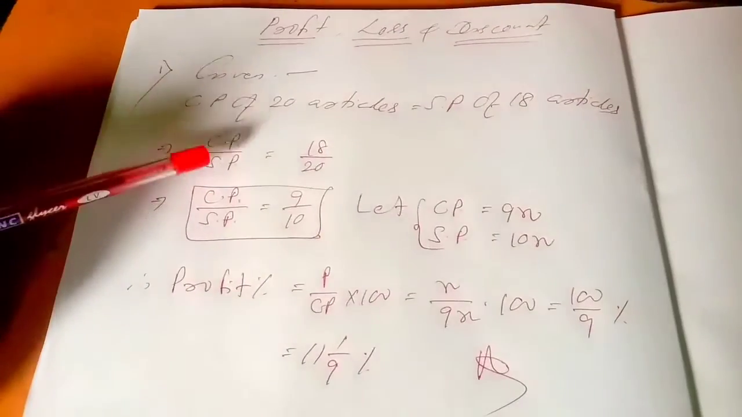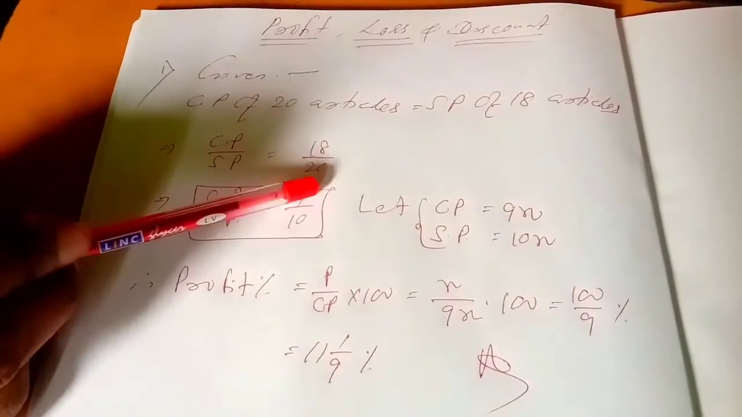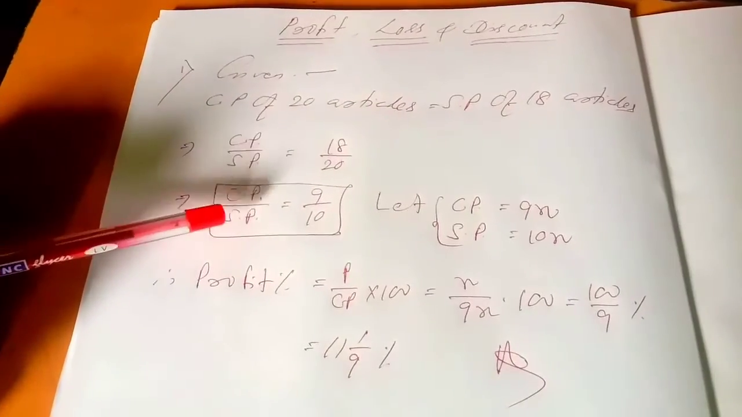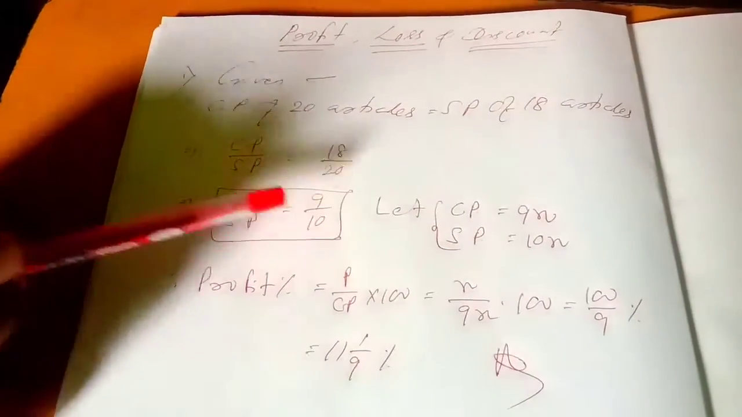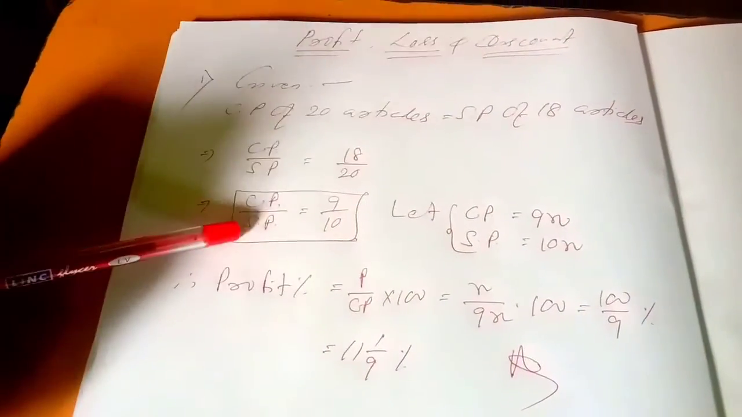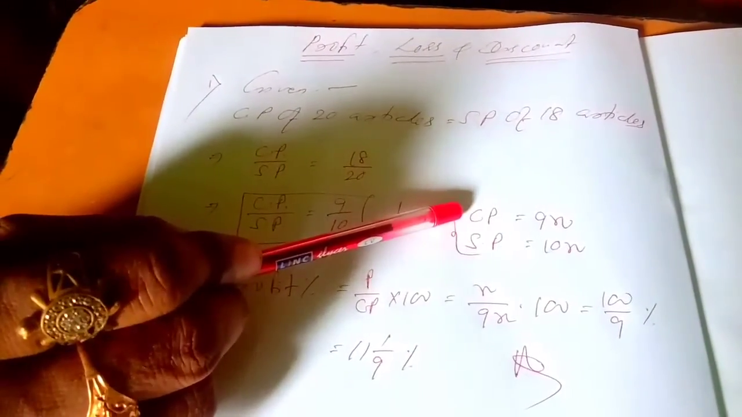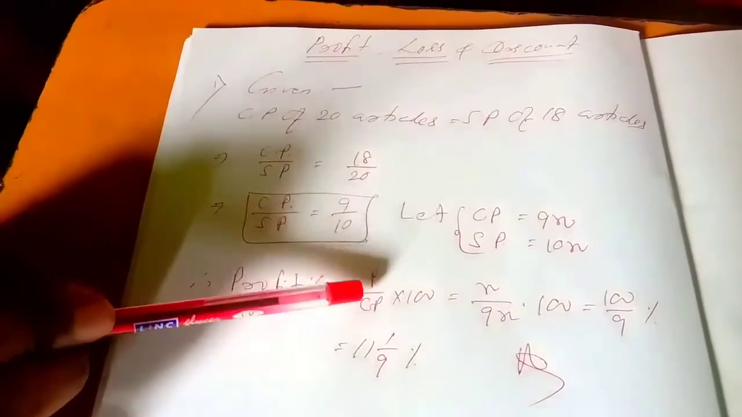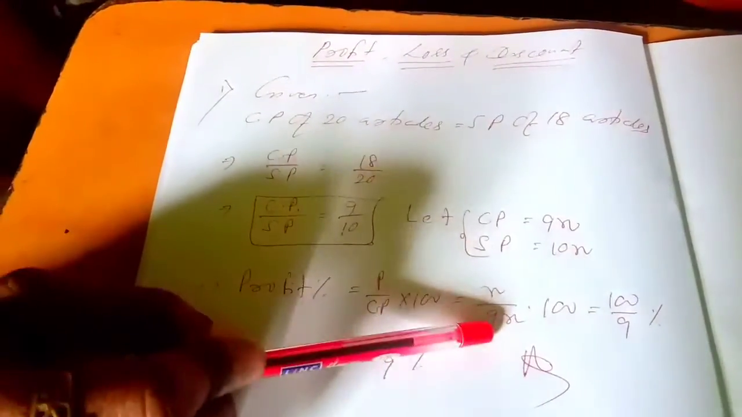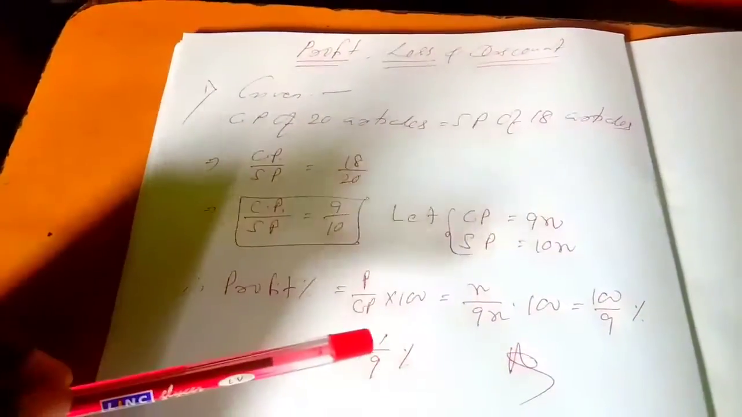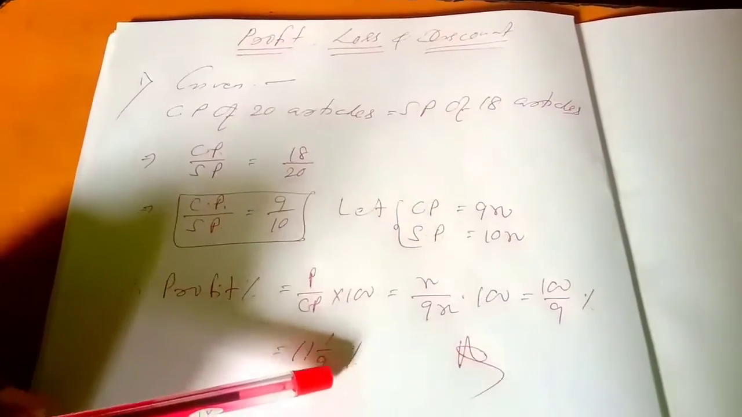That means cost price by selling price will be 18 by 20, which reduces by 2. Therefore, cost price by selling price is equal to 9 by 10. So let the cost price be 9x and the selling price be 10x. The profit will be selling price minus cost price, that is x. Profit percent formula: profit by cost price into 100, that is x by 9x into 100, which is 100 by 9, equal to 11 1 by 9 percent. This is the answer of question number 1.